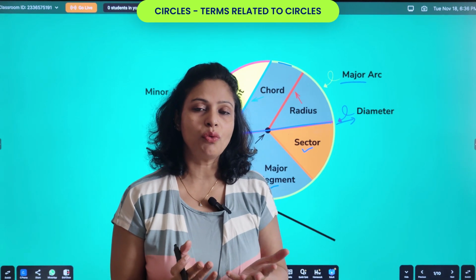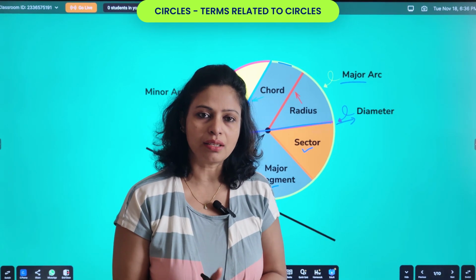how we use them in the circle, and what do they represent, okay, how they look like in the circle, right?